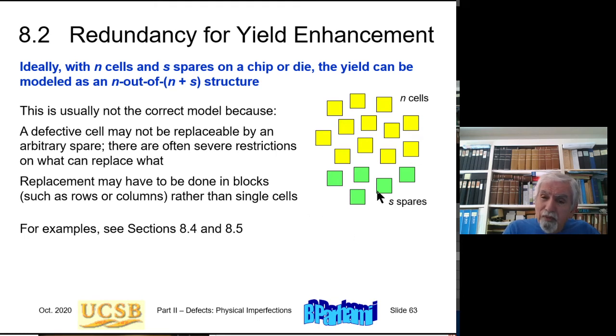So typically what we do, instead of providing the capability of replacing each of these cells with a random spare, we organize these cells into rows and columns and perhaps replace an entire row. When this cell becomes defective, we replace an entire row rather than that one cell. This makes the reconfiguration a little bit simpler, but it's also wasteful to replace an entire row when there's just one defective element. We'll talk about these in more detail shortly.